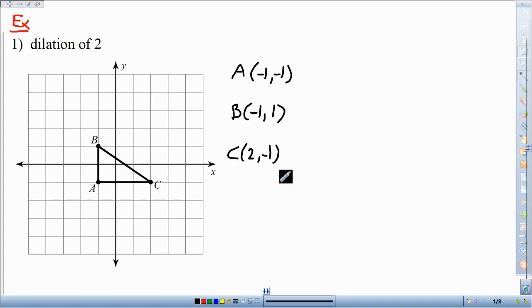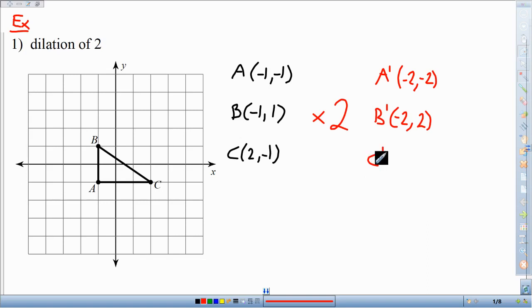Okay, so here's what we need to do. We just need to multiply these points by our dilation. They're telling us our dilation is 2. So we're going to take all of these points and multiply them by 2. Easy math here. To get A prime, -1 times 2 is -2. -1 times 2 is another -2. To get B prime, -1 times 2 is again -2. 1 times 2, 2. And to get C prime, 2 times 2 is 4. And -1 times 2, -2.